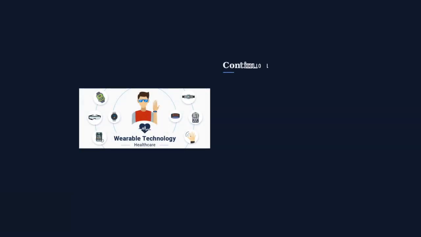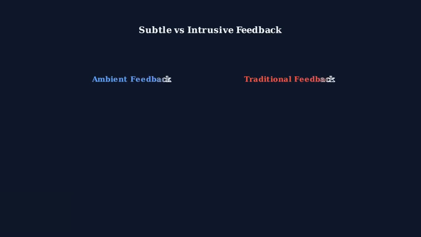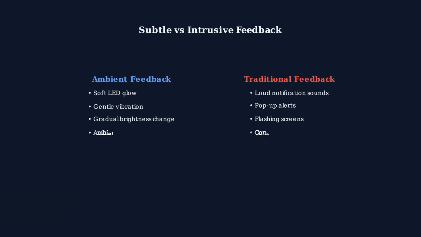Wearable devices represent the pinnacle of continuous health feedback. Modern fitness trackers and smartwatches monitor your heart rate, sleep patterns, stress levels, and activity throughout the day. They provide gentle nudges and insights without overwhelming you with constant notifications. The beauty of ambient computing feedback lies in its subtlety. Instead of demanding immediate attention like traditional notifications, these systems communicate through environmental changes.